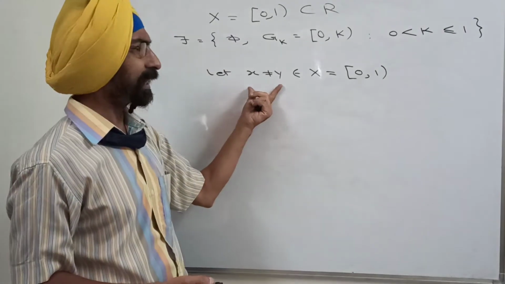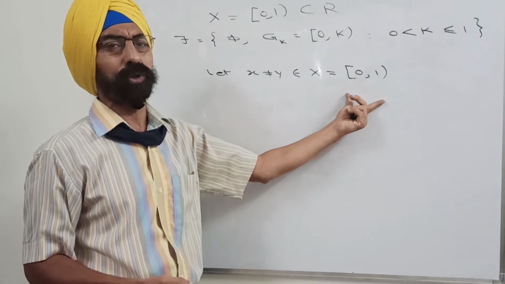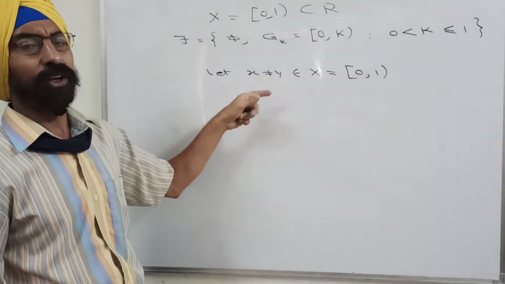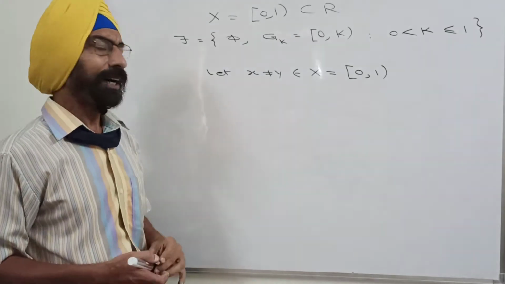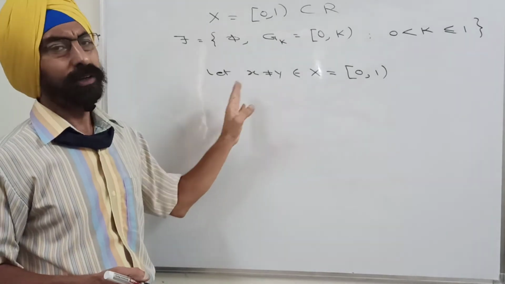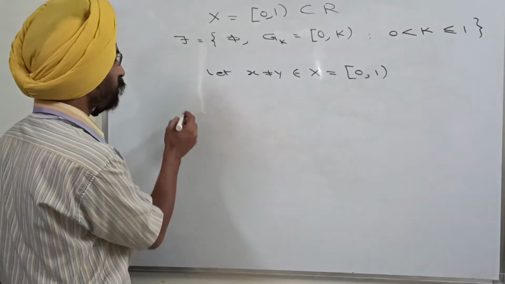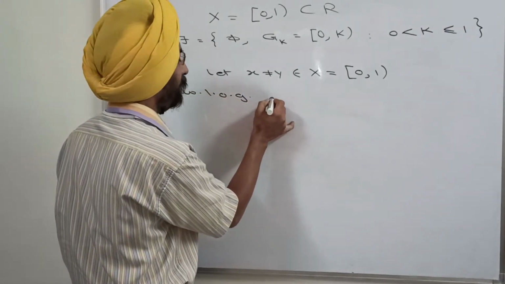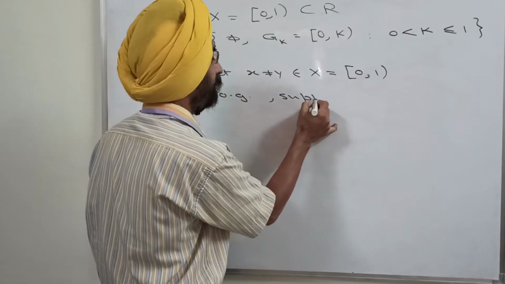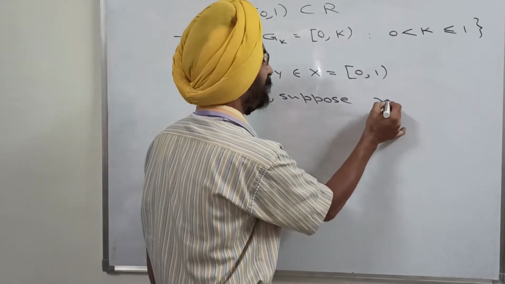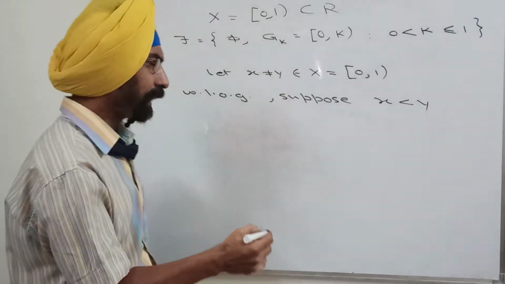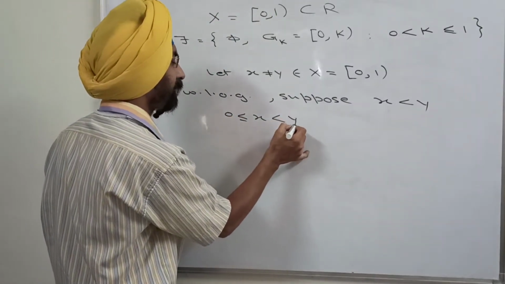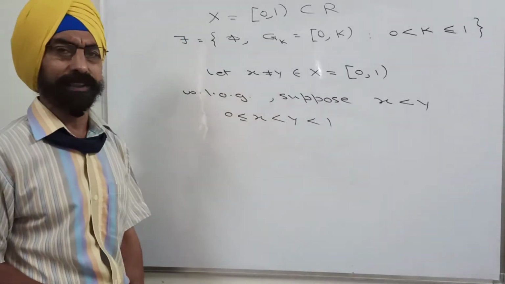So x and y are real numbers greater than or equal to 0 but strictly less than 1, and they are not equal. So by the trichotomy law, either x will be less than y or y will be less than x. Without loss of generality, we suppose x is less than y. That means the condition is 0 is less than or equal to x, is less than y, is less than 1. This is the condition.